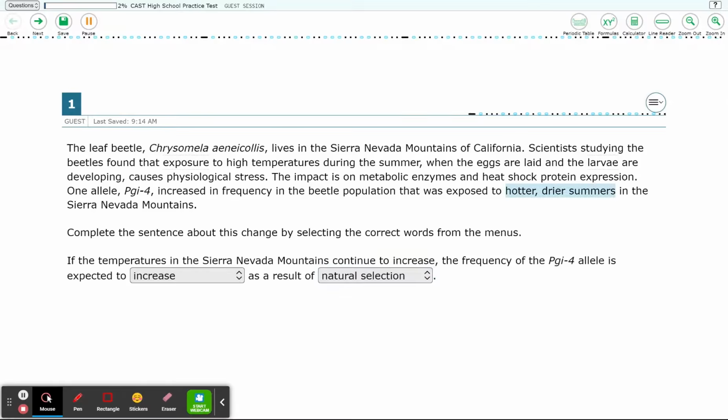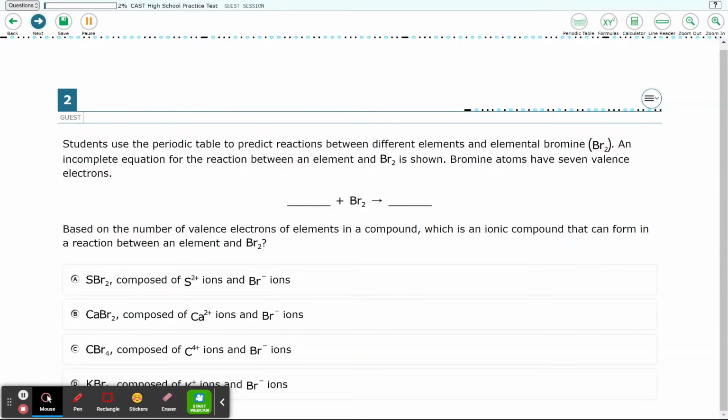So now on to question number 2. Students use the periodic table to predict reactions between different elements and elemental bromine, Br2. An incomplete equation for the reaction between an element and Br2 is shown. Bromine atoms have 7 valence electrons. Blank plus Br2 becomes blank. Based on the number of valence electrons of elements in a compound, which is an ionic compound that can form in a reaction between an element and Br2?